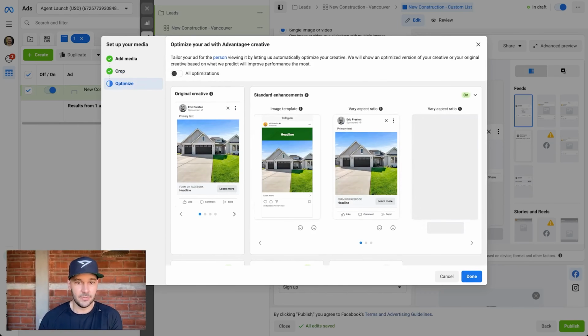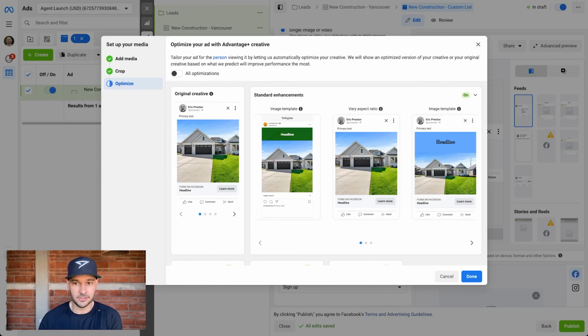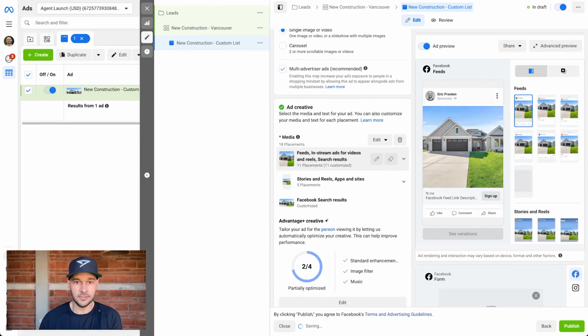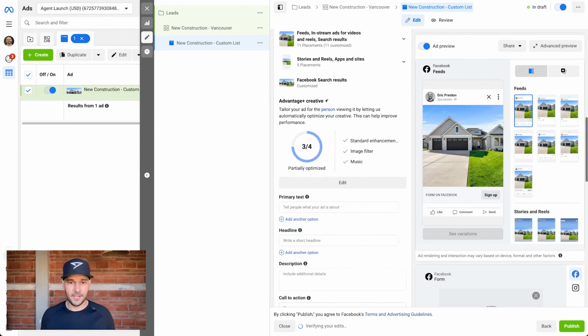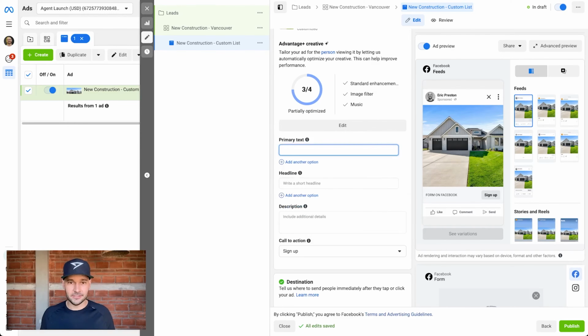Now, Facebook will automatically optimize. You'll see that it'll insert the headline, et cetera, in different places. So just hit done. There's not a whole lot you need to do here. Facebook's going to do that automatically. And then we're going to get into our actual text. So the primary text is what shows up in the actual post. So I have some stuff ready here. I'm just going to grab it, but this is the basic structure of what you want to do.